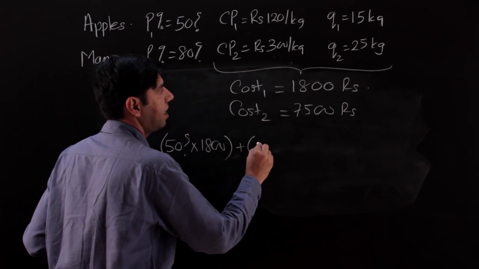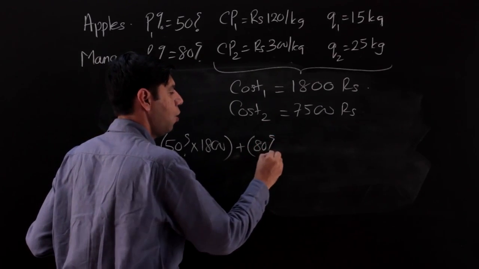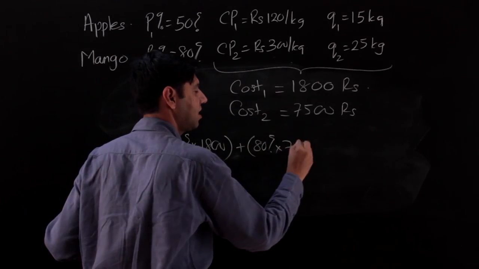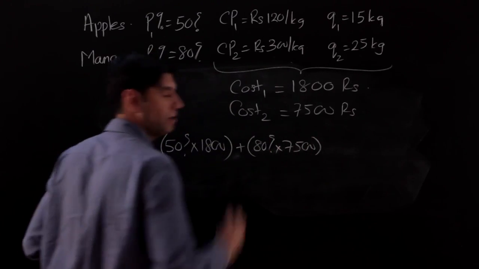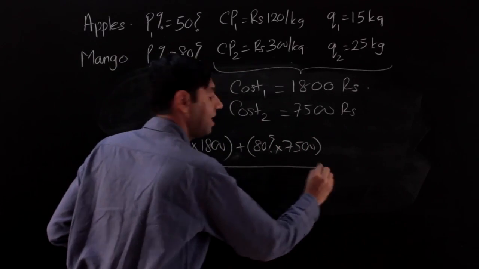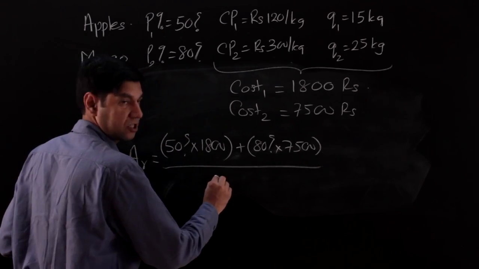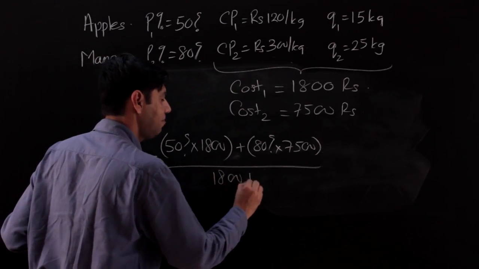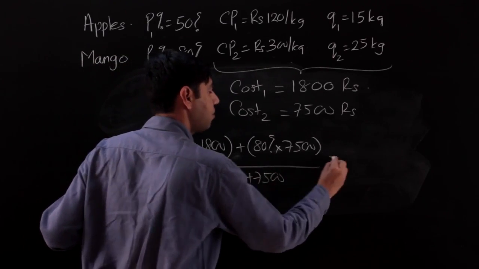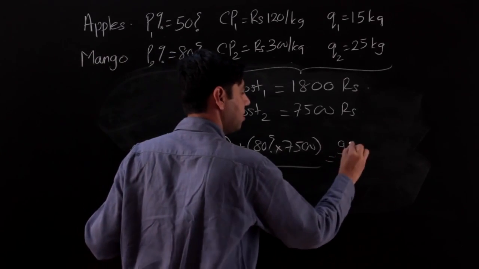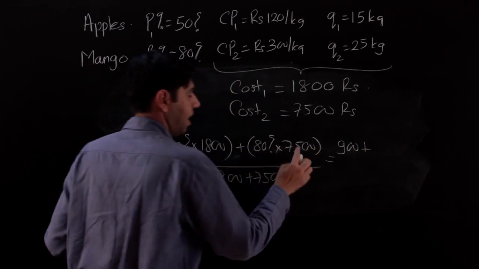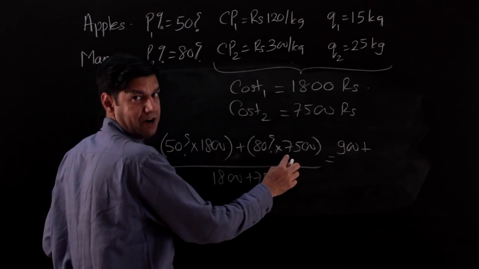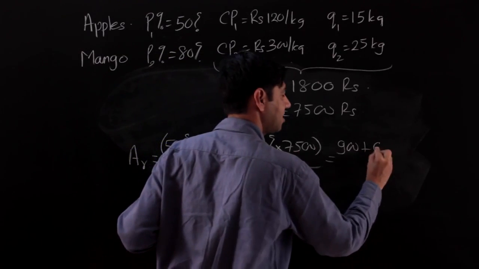And I am going to make 80% of the total cost incurred on mangoes, that is 80% of 7500 divided by the total cost, and the total cost is 1800 plus 7500. Hope you got this. So this is 900 on the profit on apples. 80% is 4/5, 1/5 of it is 15, 15 fours are 60.